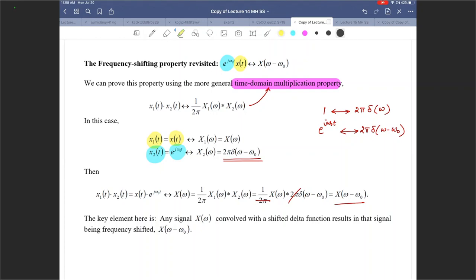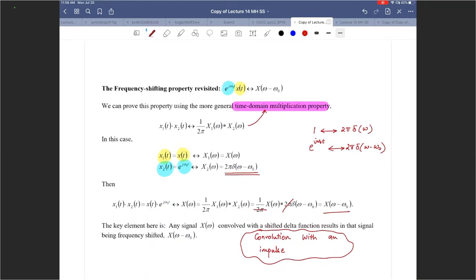This is essentially coming from, let me write this over here, convolution with an impulse. Right, so that's essentially what's going on. So we are revisiting this frequency shifting property. Why are we revisiting this frequency shifting property?